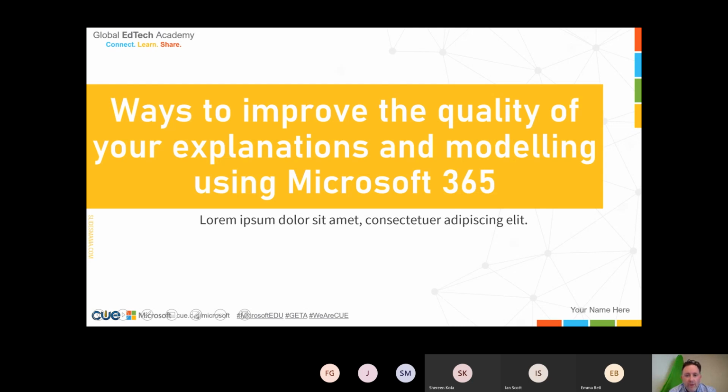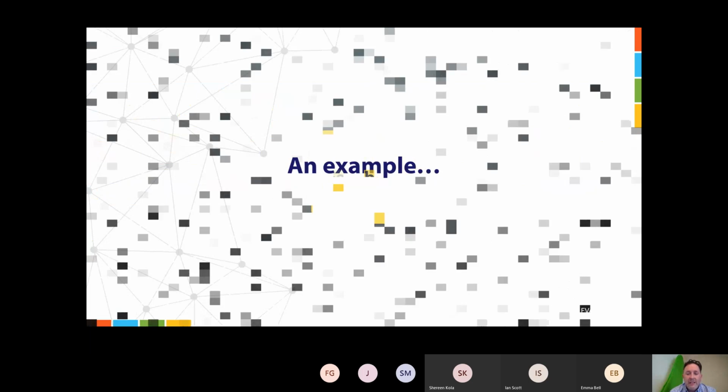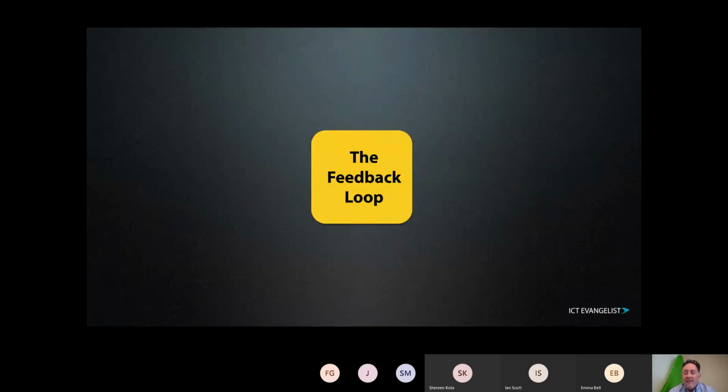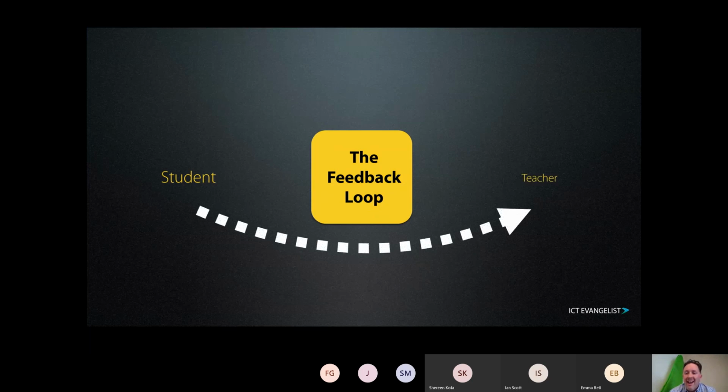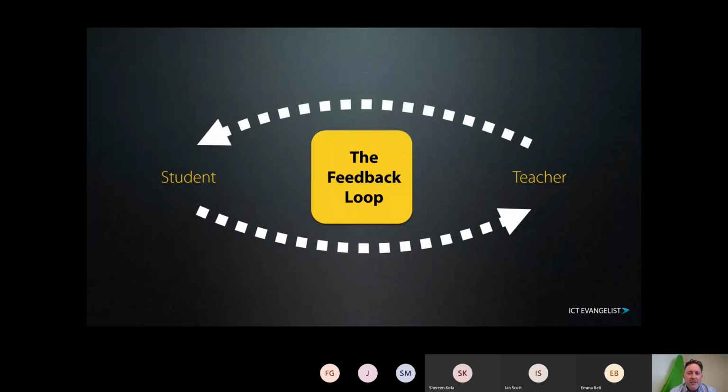So, ways to improve the quality of your explanations and modelling using Microsoft 365, of which there are many. Here's an example. As a teacher, when you set some work, a student will do that work and then send it across and hand it to you as the teacher. Once we receive some work from a student, we do some marking, we write some formative feedback on it, and we send that back to the students.